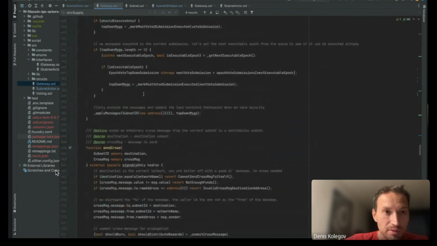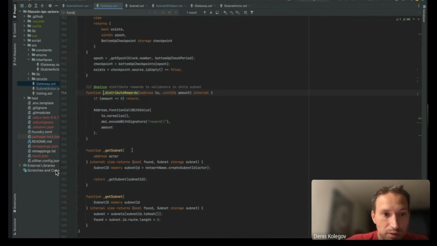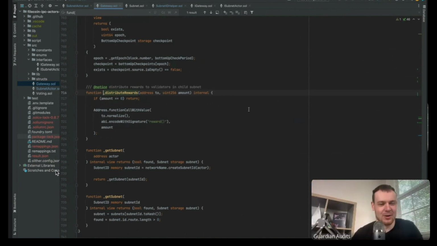So we're in the gateway after distribute rewards, and here, where's this check? Yeah. Okay, great. So we already have that. That's fantastic. So we can go back to the rewards function then.